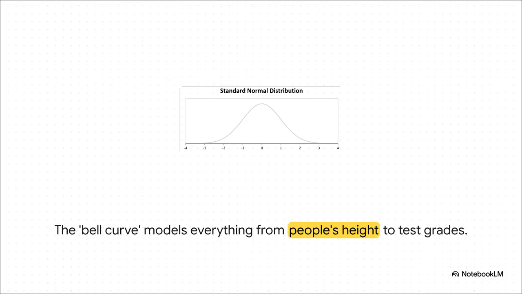This elegant, symmetrical bell shape pops up absolutely everywhere. Seriously, people's heights, scores on a test, even tiny little measurement errors in a science lab. They all tend to clump around an average value. The further you get from that average, the fewer examples you find. It's perfectly symmetrical, with the mean, median, and mode all lined up right there in the center.